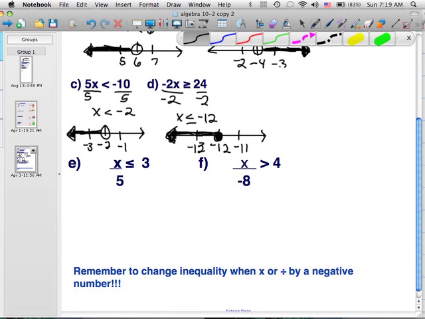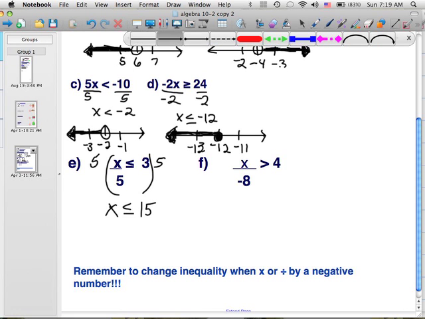The next example is a division problem. To get rid of dividing by 5, I multiply both sides by 5. So I get x, and since that's not a negative number, I don't turn the inequality. X is less than or equal to 15. Graph it. So all the numbers less than or equal to 15.